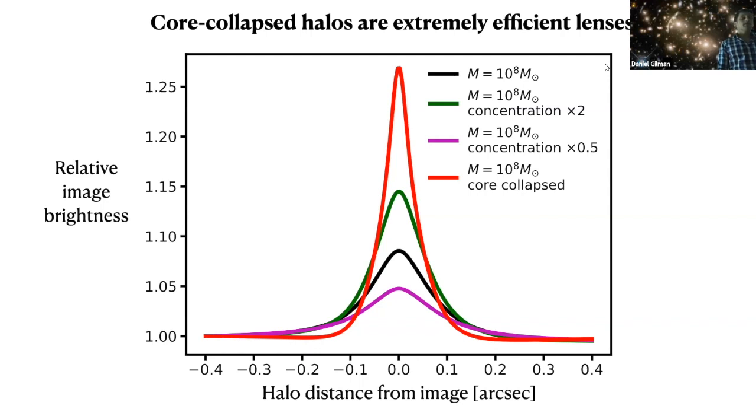So I hadn't actually heard about that specific mechanism of preventing core collapse. I will say that if you set up an N-body simulation with self-interactions, the halos do collapse.